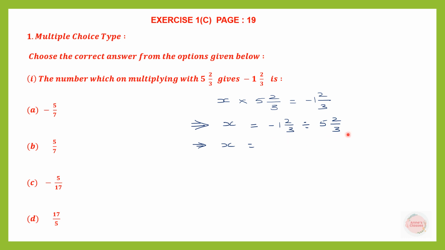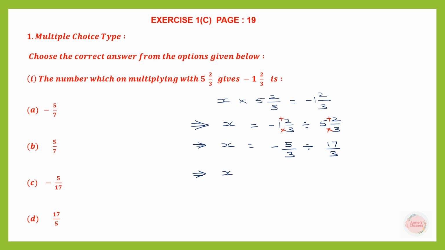So first thing we are going to do is convert these to improper fractions. So that will be 3 into 1 is 3 plus 2 is 5. So that is minus 5 by 3 divided by, now here let's do this, 3 5s are 15 plus 2 is 17. 17 by 3. Now let's work this out.